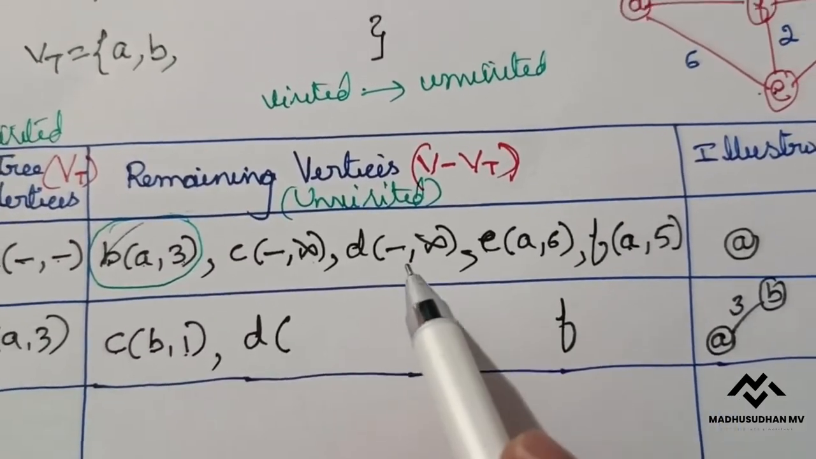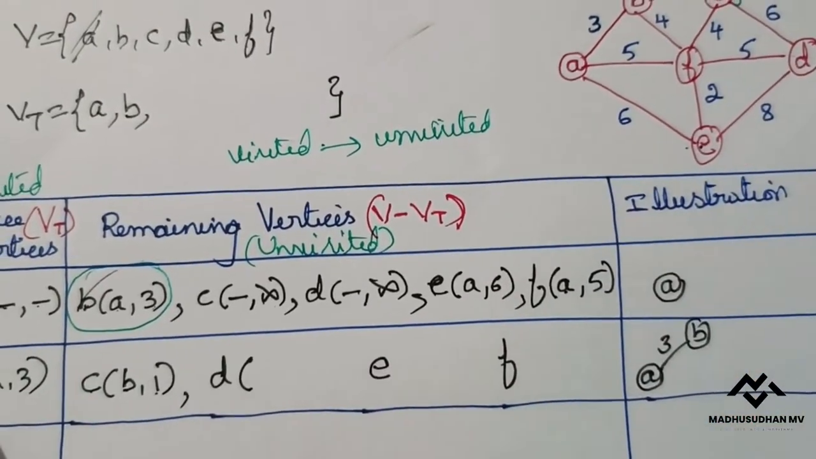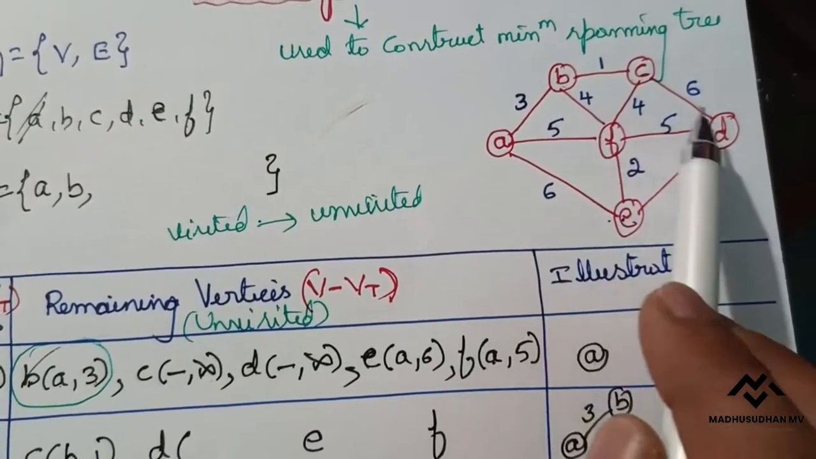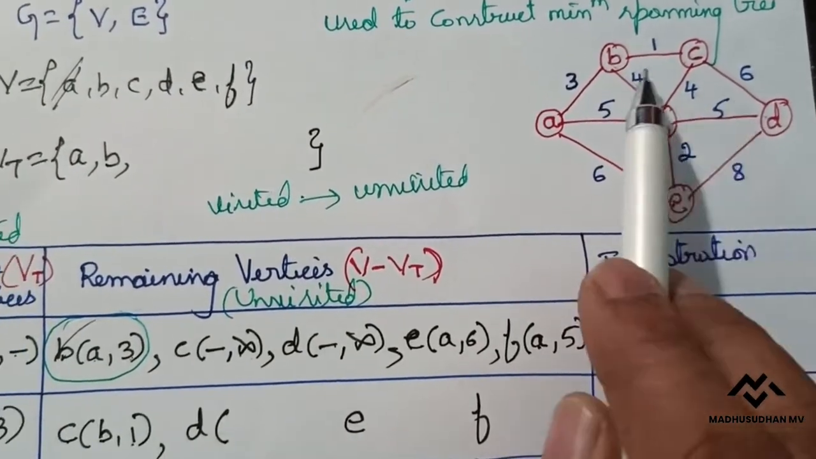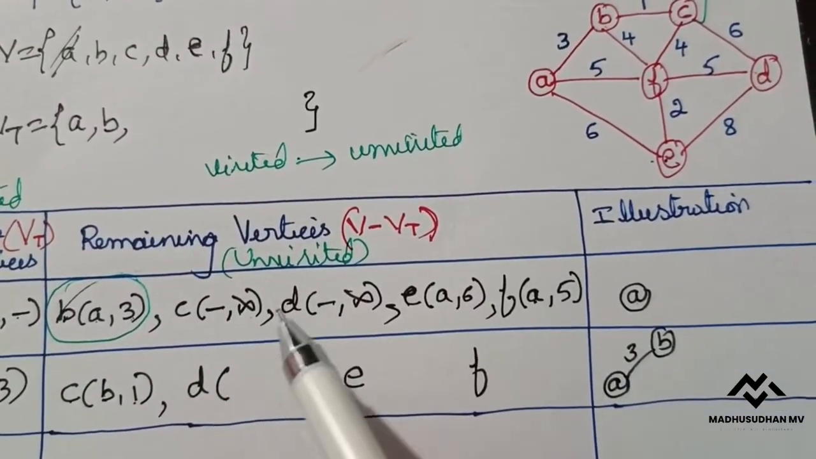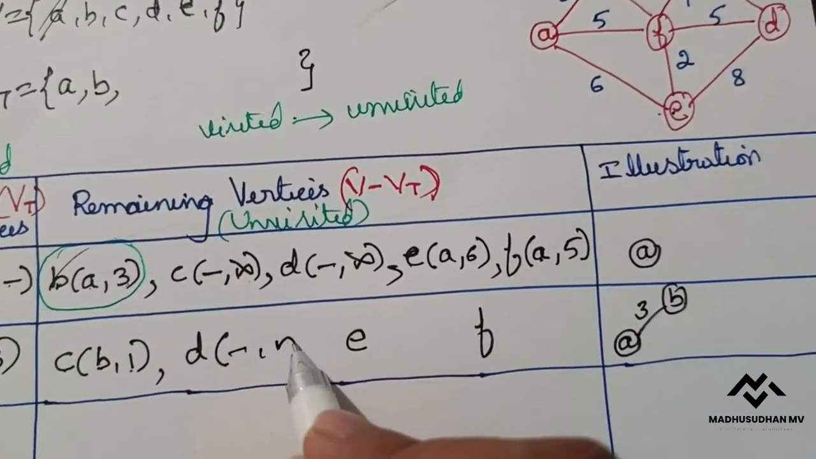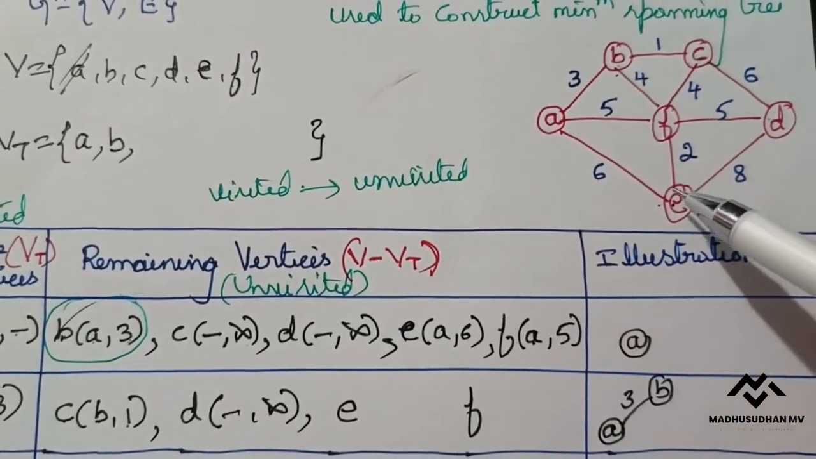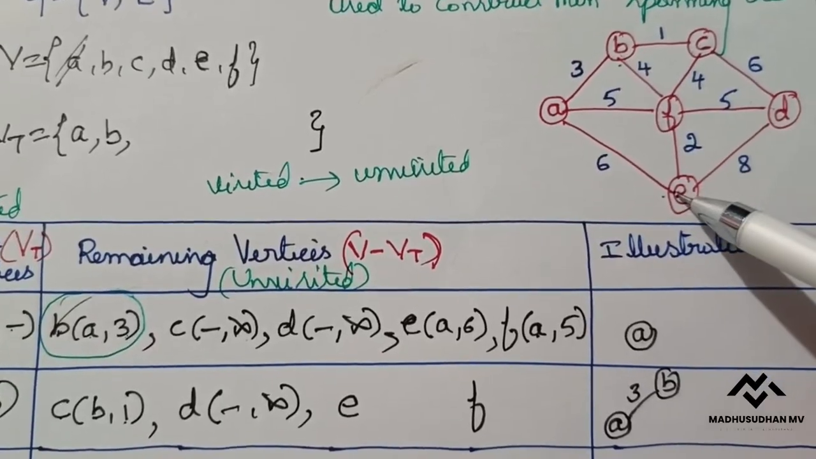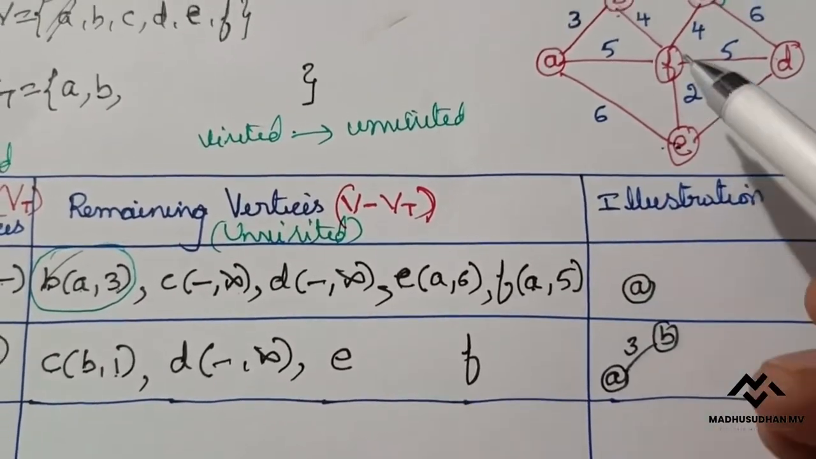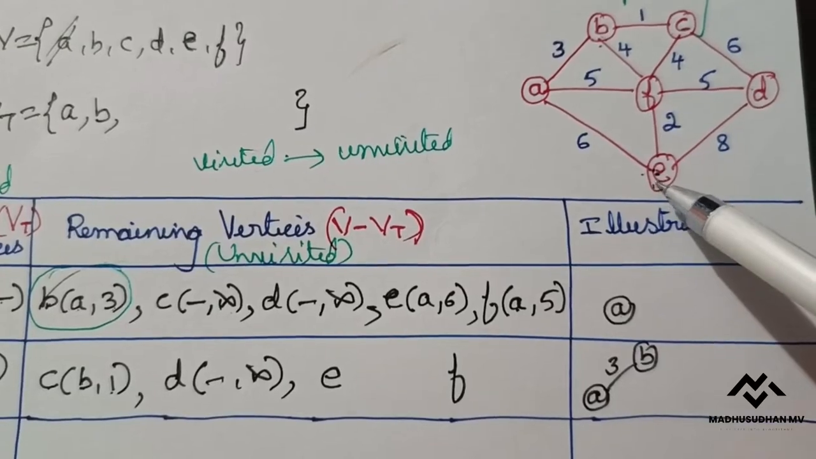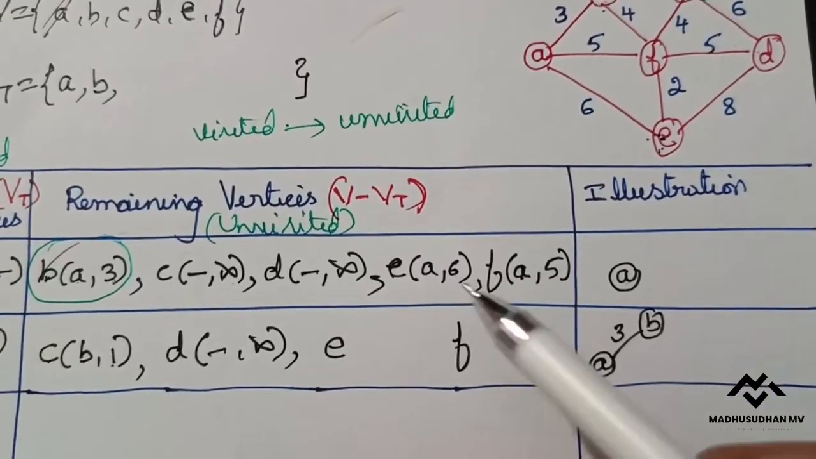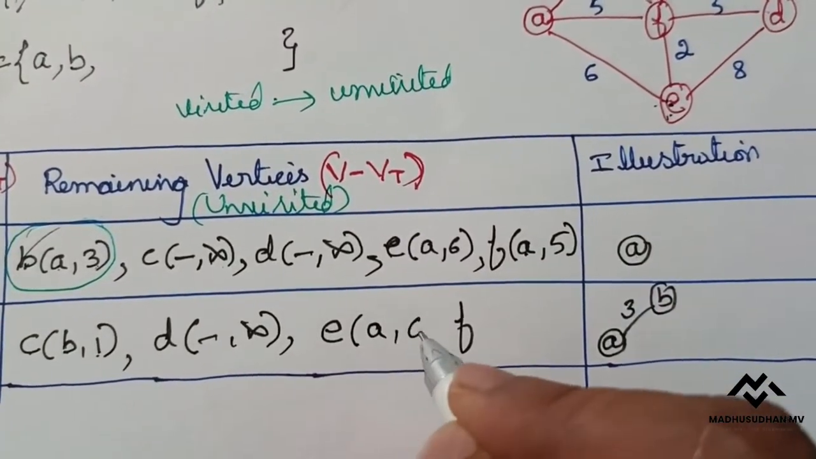Now D. Initially dash comma infinity. Right now we are in B. From B, is D directly connected? No, D is not directly connected from B. So again it is dash comma infinity. Previously also dash comma infinity, so I can keep either one. Now check E. From B, E is not directly connected, so dash comma infinity. But previously it is A comma 6. Between 6 and infinity, the minimum is 6. So I'm retaining the previous one.